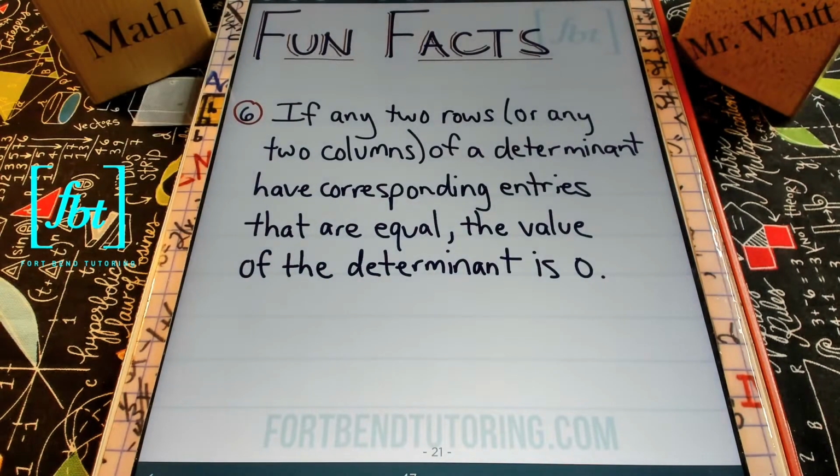In our next fun fact, guys, if any 2 rows or any 2 columns of a determinant have corresponding entries that are equal, the value of the determinant is 0. All right, you see any identical rows or columns in your matrix and you're looking for the determinant, the answer is 0. You're welcome. All right, let's keep it going.